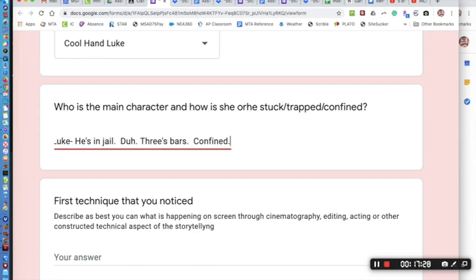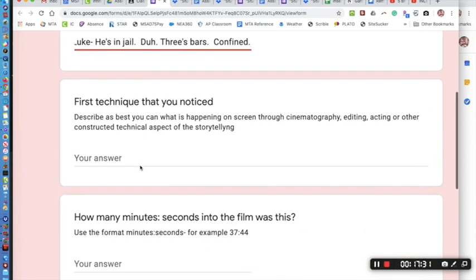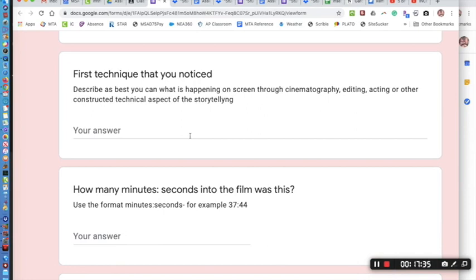Confined. You don't have to put a lot for this. It just is starting to get your brain going. What's the first technique that you notice? Okay, here's where you observed something in the film. Hopefully you took notes on this. Otherwise, you've got the films.